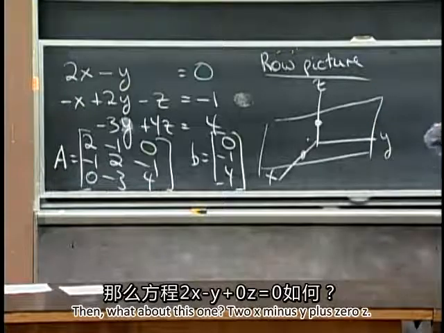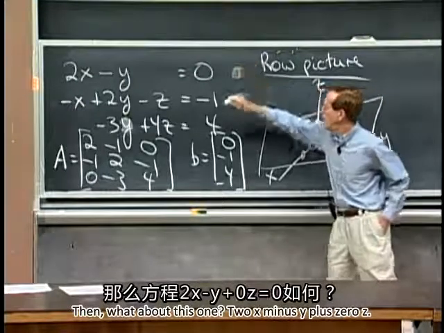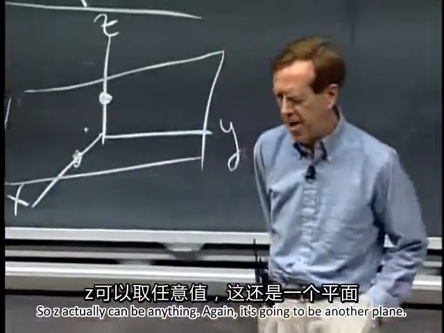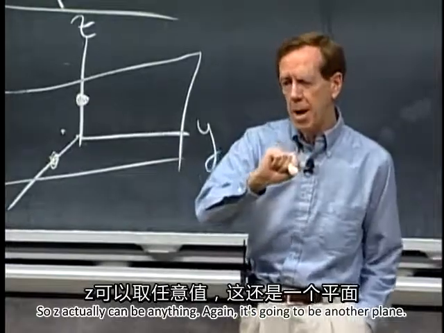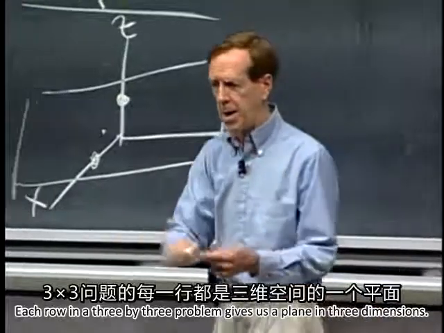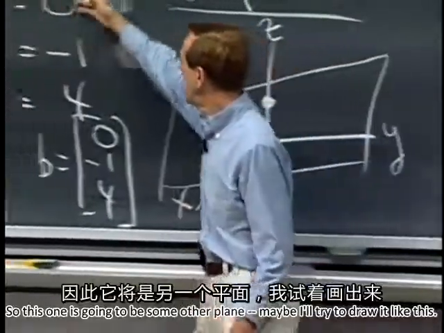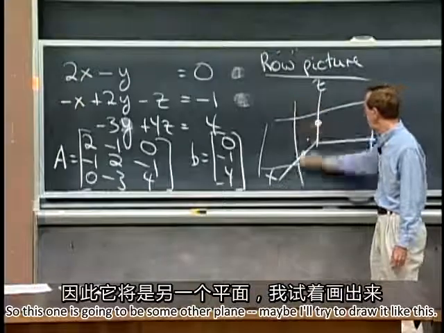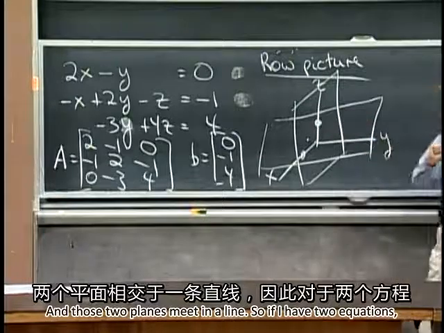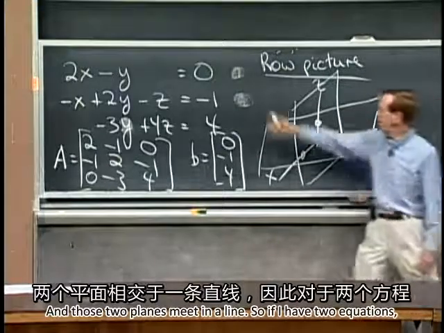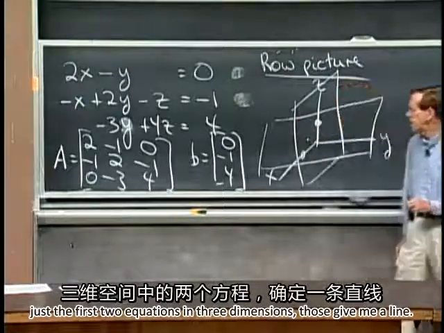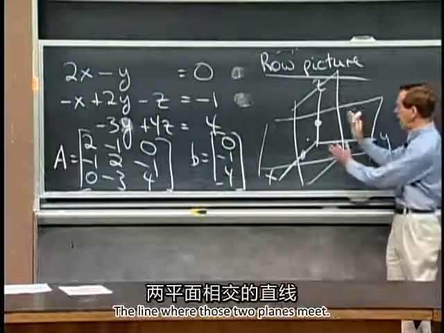That plane is all the points that solve this guy. Then what about this one? 2x minus y plus 0z. So z actually can be anything. Again, it's going to be another plane. Each row in a 3 by 3 problem gives us a plane in 3 dimensions. So this one is going to be some other plane. Maybe I'll try to draw it like this. And those two planes meet in a line. So if I have two equations, just the first two equations in 3 dimensions, those give me a line, the line where those two planes meet.